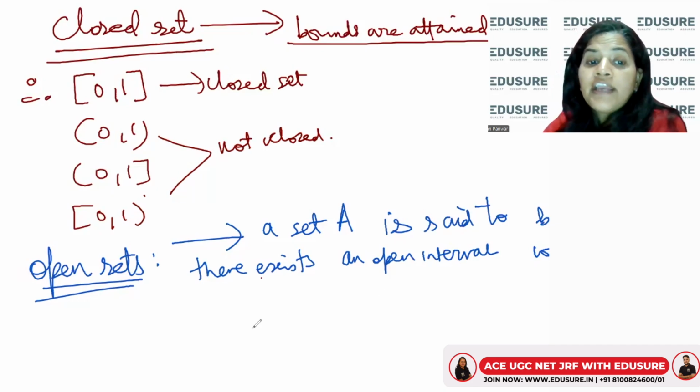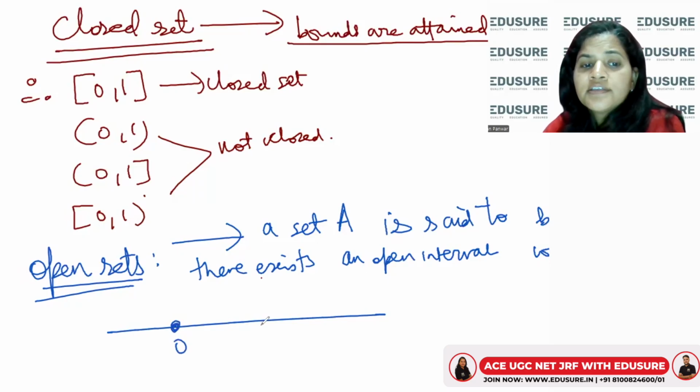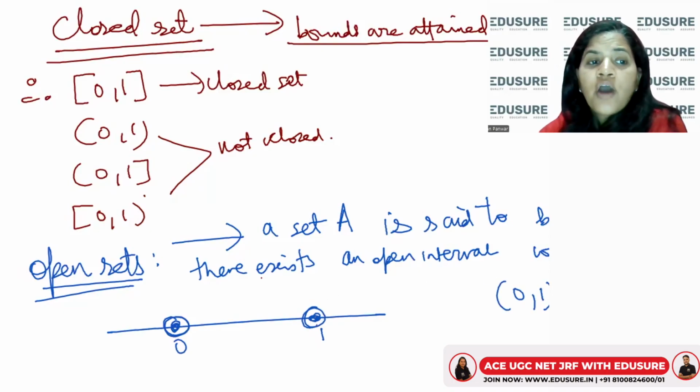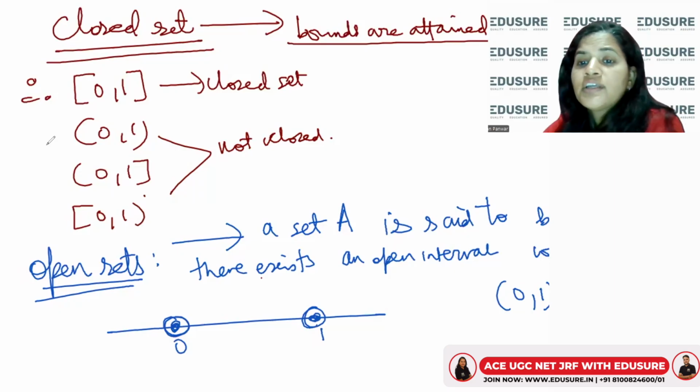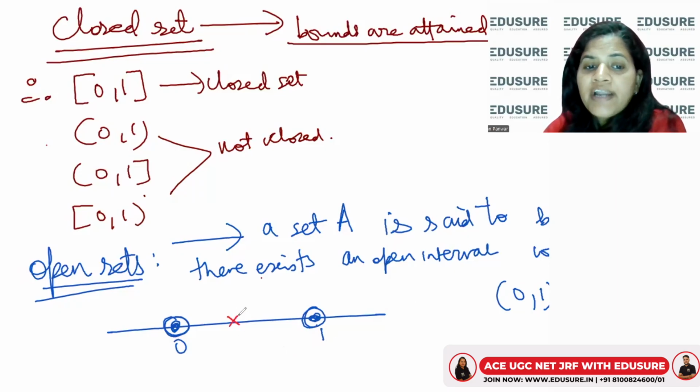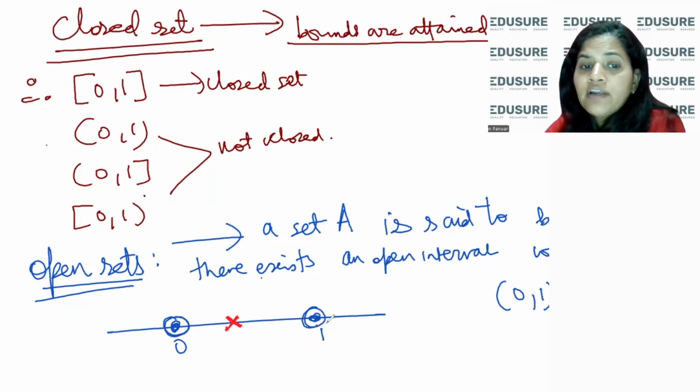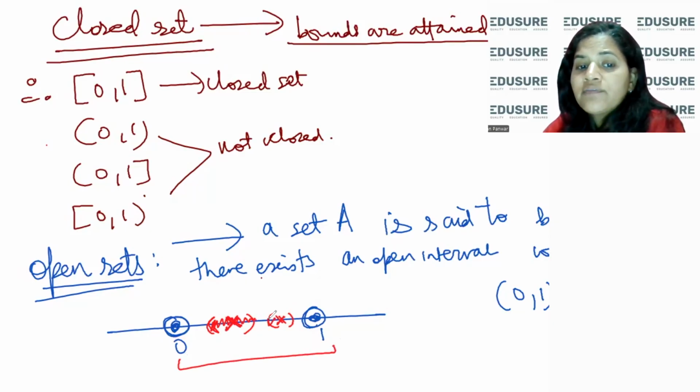What does it mean? It means that if A is my set, for example, if I look at this set, 0 and 1, open at 0 and open at 1. So I want to know whether this is an open set or not. For every x in A, for example, I take an x here, there should be an open interval containing x. There should be an open interval around this x which is inside the whole set. So you can see that whatever x I choose, there will be an open interval containing x inside this set. And that is why this is called an open set.